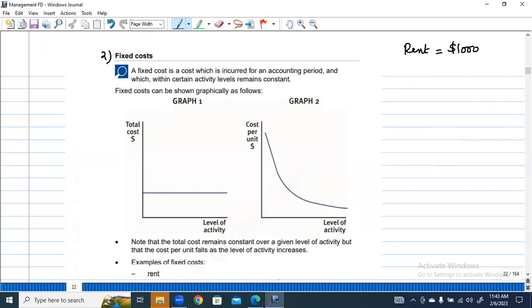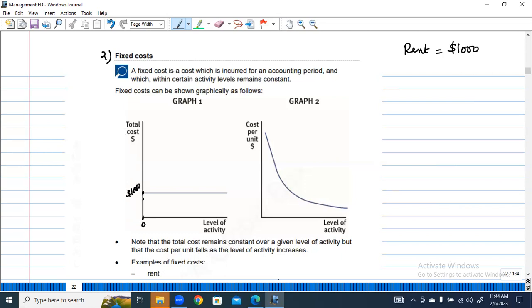Regardless of your production, whether you produce 0 units or 50 units, you need to pay this rent. So this rent will be a fixed cost. It does not depend upon level of activity. Whether you produce 1 unit in a factory, 5 units, or no units, you still need to pay that rent. So that rent will be your fixed cost. Now here is a graph of total fixed cost. Look, the level of activity is zero and still there is a cost.